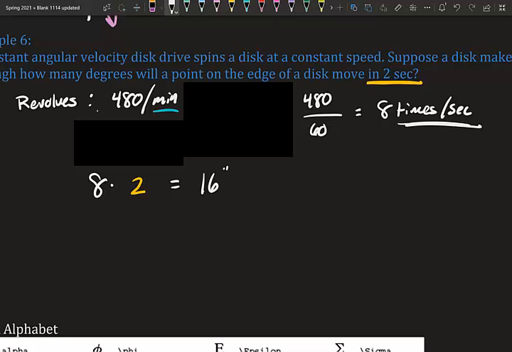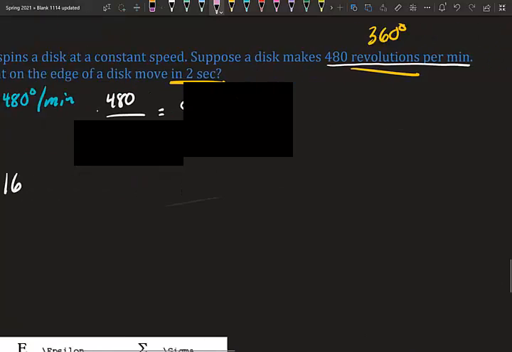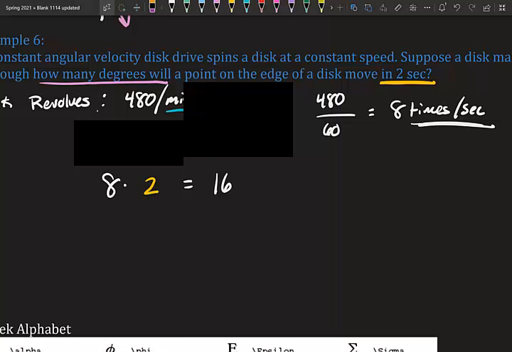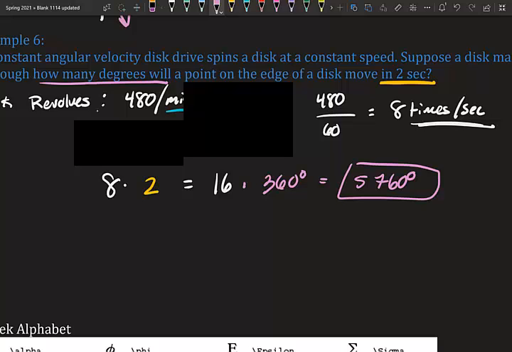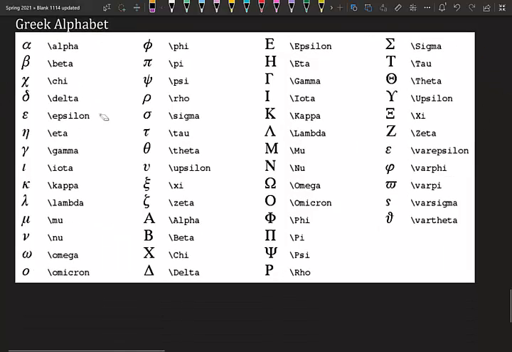To get to degrees, since we're talking about revolutions, a revolution is 360 degrees. Remember that? So we need to multiply 16 by 360 degrees. So we get 5,760 degrees. So yes, it rotates 16 times, and 16 times is 5,760 degrees.